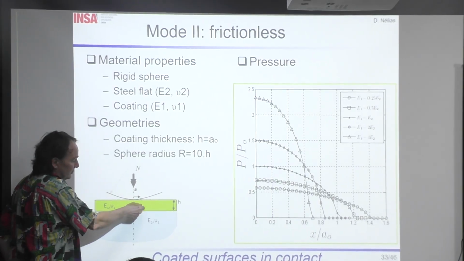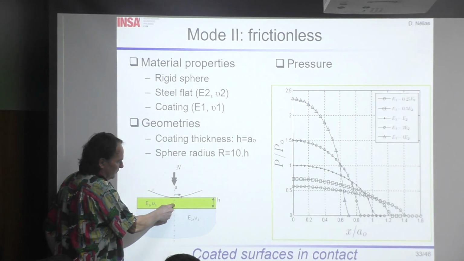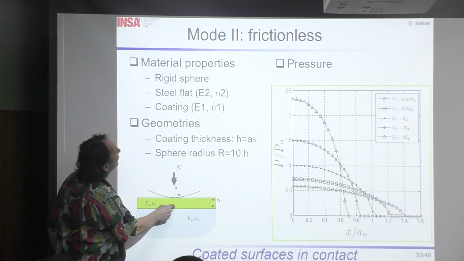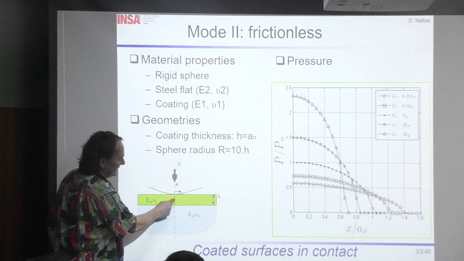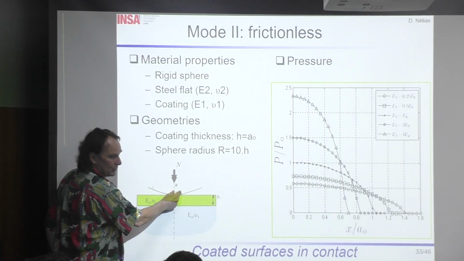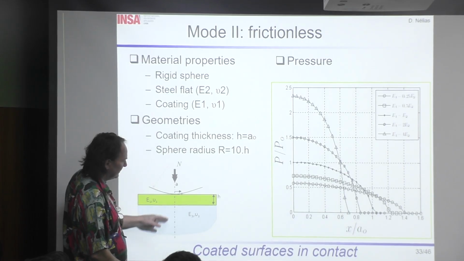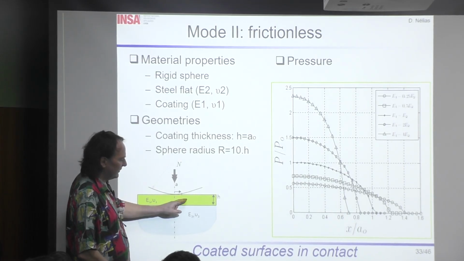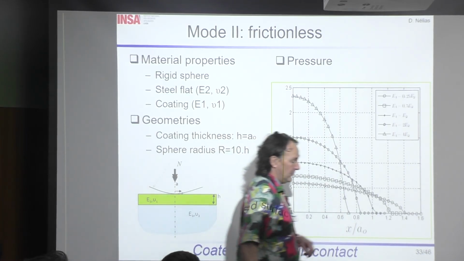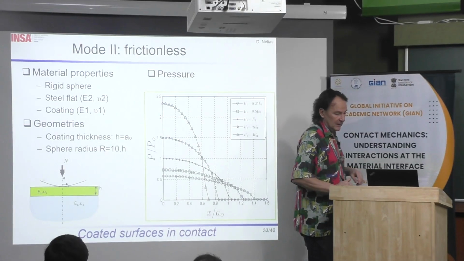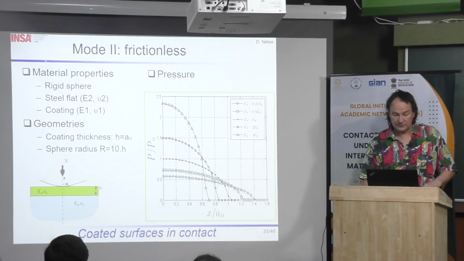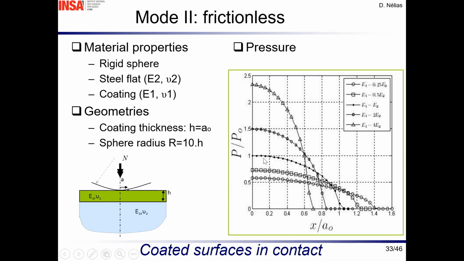This is for a sphere. The Hertzian depth is about half the contact radius, and it's about here. Then we will vary the Young's modulus of the coating and of the substrate. You can see here the solution when you have no coating. Then the maximum contact pressure is equal to 1, the solution without coating.